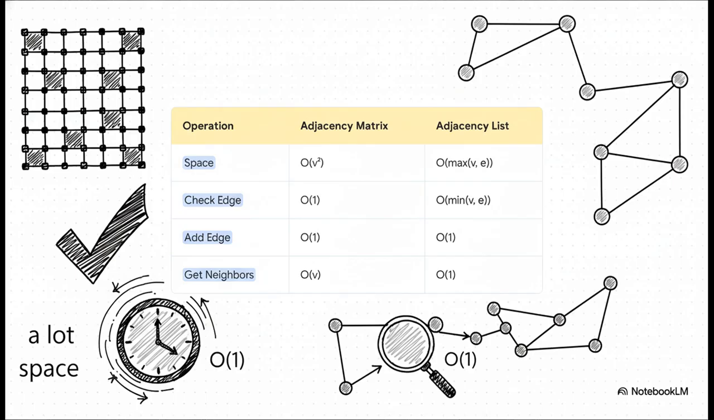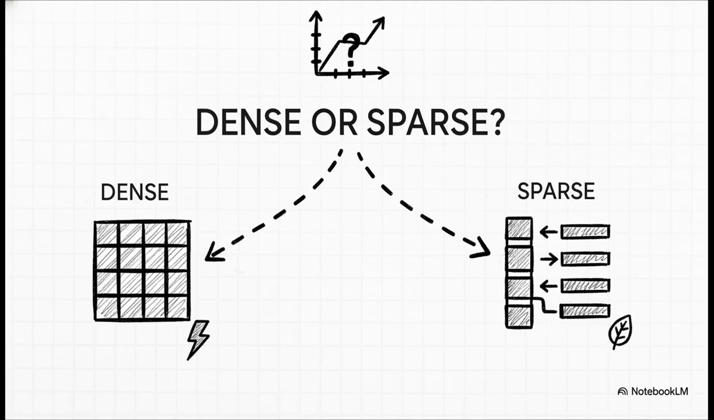But now look at space. The matrix is O of V squared. That squared part is the killer. It means its memory usage just explodes as you add more vertices. The list, on the other hand, is way more chill, only using space for what it actually needs. And these are the exact kind of trade-offs engineers have to make every single day. So, what's the bottom line here?